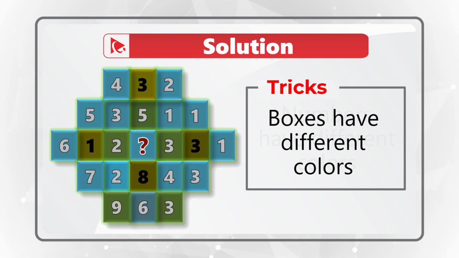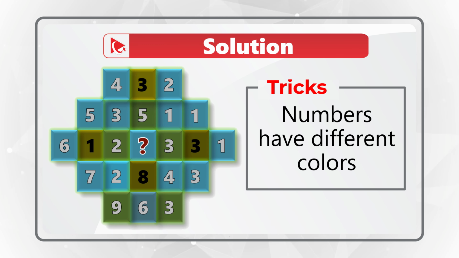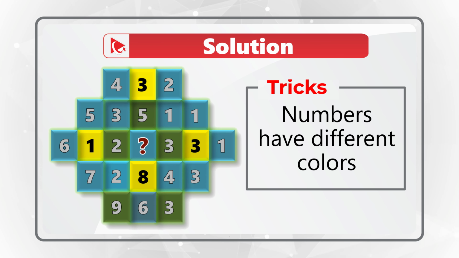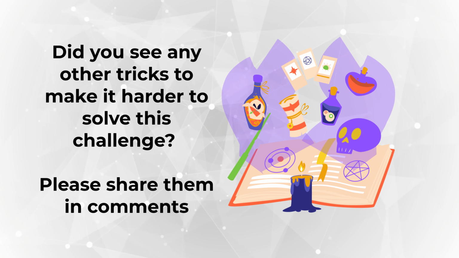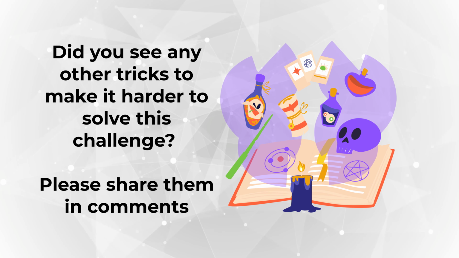You also see that some numbers here are of a different color. For example, all numbers in the yellow boxes are black. All other numbers in the blue and green boxes are white. This is a similar trick which contributes nothing to the pattern detection. Did you see any other tricky features that might have confused you? Please make sure to share in comments.